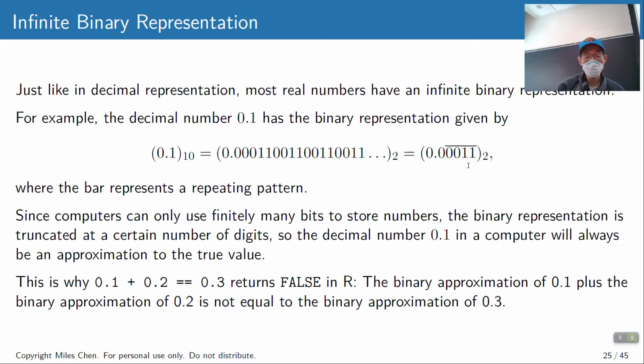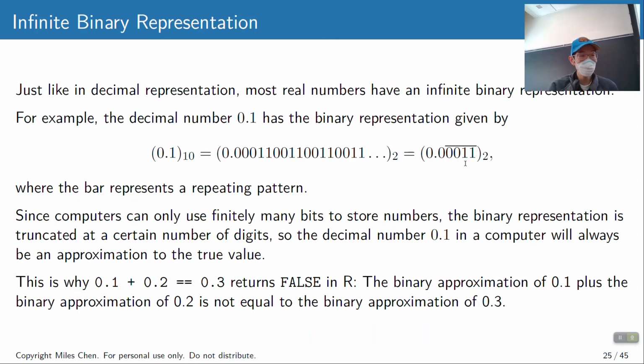But because the computer can only use a finite amount of bits, and technically we use 64 bits for the entire real number line, and 52 of those are dedicated to the mantissa, it's going to be an approximation. It's just like cutting off 0.333 at some value. It's going to be a finite representation. And so when you try to do something like 0.1, it's represented this way.